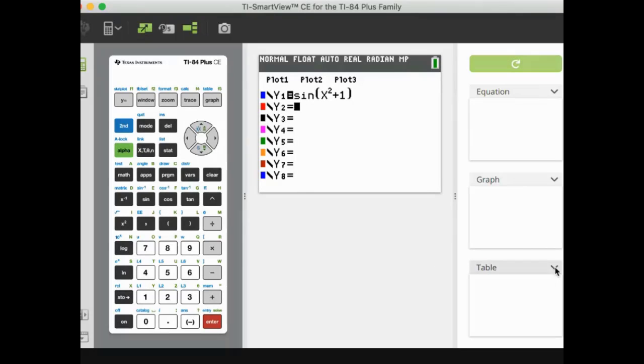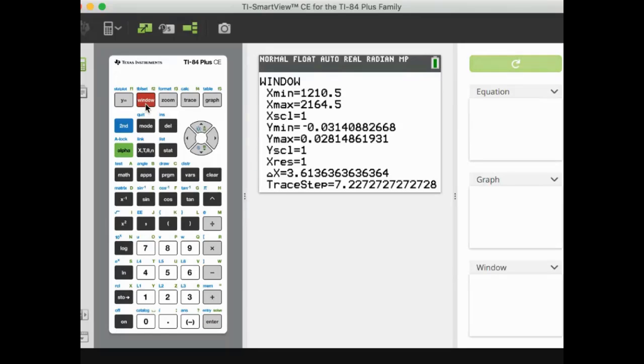Then I'll put in our window. The next thing I'm going to do is go to the window. Everyone press this window button. I think if you have a TI-89, it's going to be diamond F2, so diamond F2 or the window button. I'm going to press this window button, and in the window, we're going to set up our window.